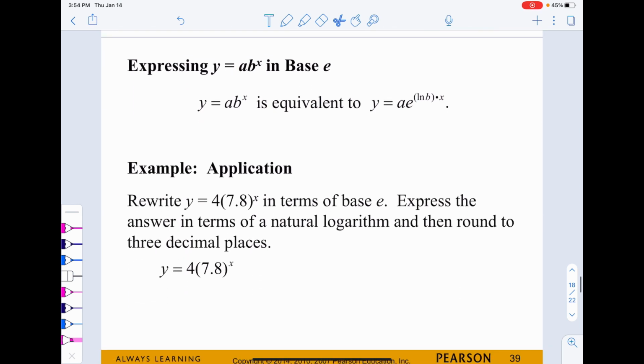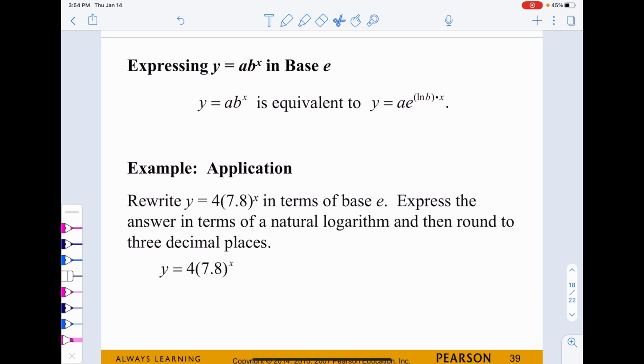So the last piece is expressing y equals a b to the x in base e. So if we have y is equal to a b to the x, that can be rewritten as y is equal to a times e raised to the natural log of b times x. So all that's doing is introducing this base of e raised to the power ln. And if you remember from some of our previous properties, e raised to the ln kind of cancels each other out to just leave us with that b to the x. So let's use that in one last example.